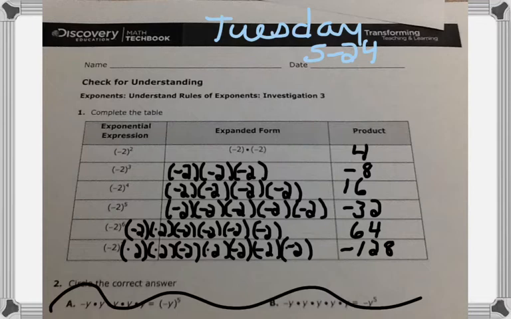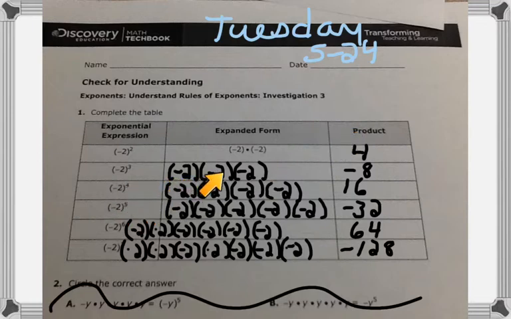Okay, so this first problem is asking you to look at what happens when the base is negative. And so always remember, expand it out. So negative 2 to the second is really negative 2 times negative 2. And if you multiply negative 2 times negative 2, your product is 4. Product means the answer to a multiplication problem.